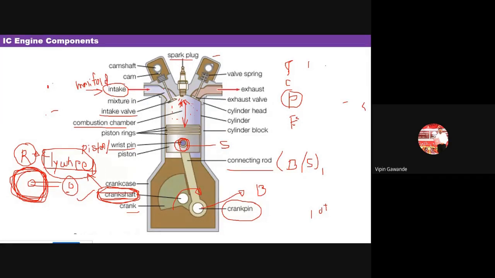Now to open and close this intake valve, we have the camshaft. So the camshaft is used to provide the timing. This word is very important. This is used for providing the timing for the opening of the intake valve and the exhaust valve. So we have four strokes here: suction, compression, power, and exhaust. So this camshaft will open the intake valve only during the suction stroke, and this exhaust valve opens during the exhaust stroke.